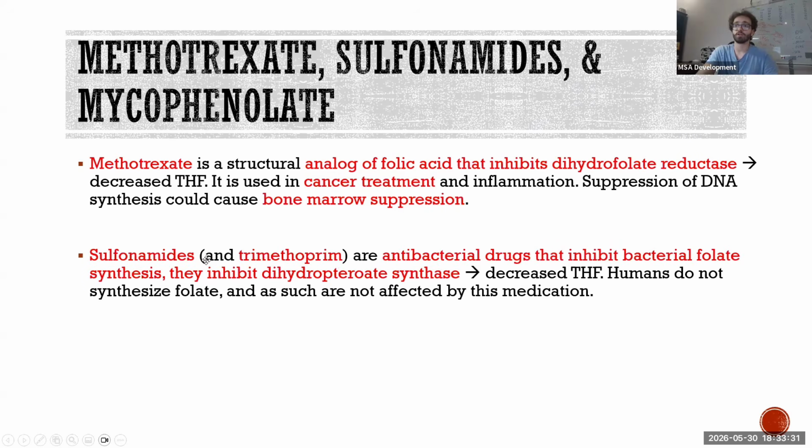Then we have sulfonamides. Sulfonamides and trimethoprim are similar to methotrexate. They are involved in the folate pathway, but there's a difference. They are antibacterial and they don't inhibit dihydrofolate reductase. They inhibit bacterial folate synthesis. They inhibit the synthesis of folate in the first place. Why is this significant? Because we humans don't even synthesize folates. So when we take these antibiotics, they don't affect us. Our folate will stay the same. It will only affect the bacteria. Remember this about sulfonamides and trimethoprim.